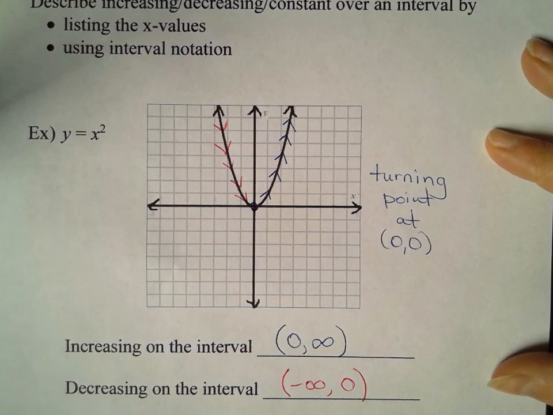So I want to show you another example, but the main idea here is that we're describing where it's increasing and decreasing using the x values and using interval notation. That's the big takeaway I hope that you'll get. Let's try another example.